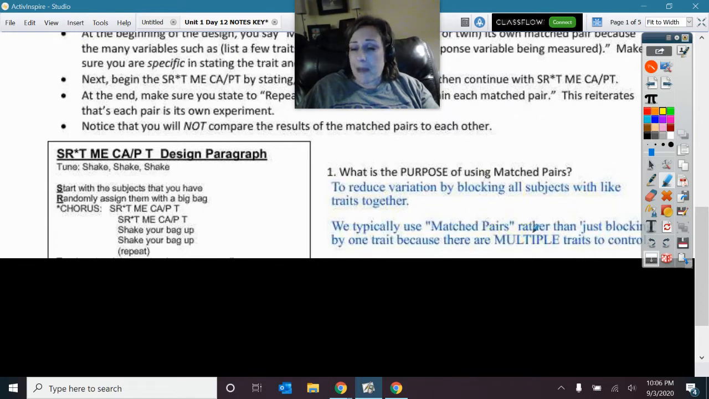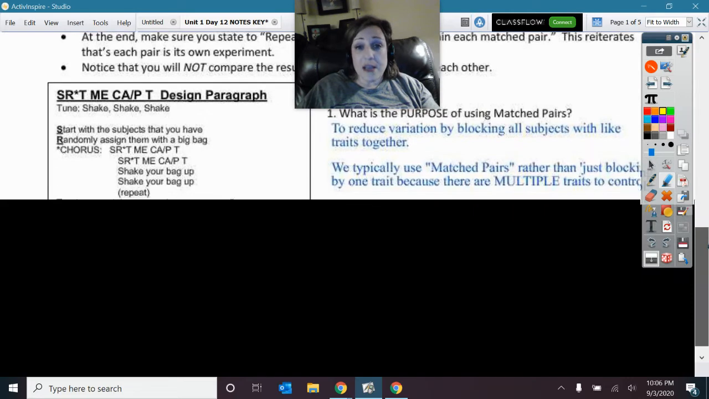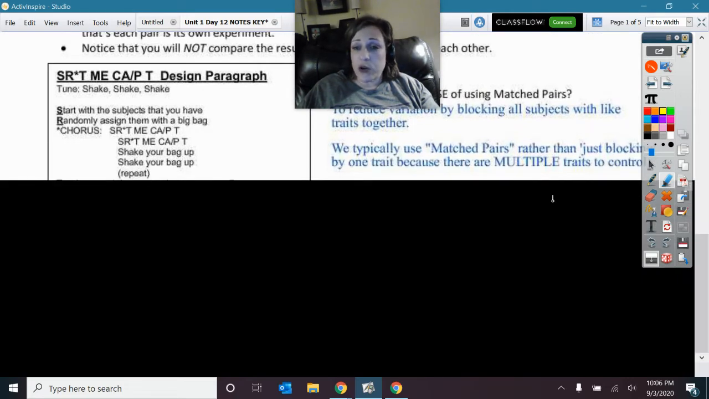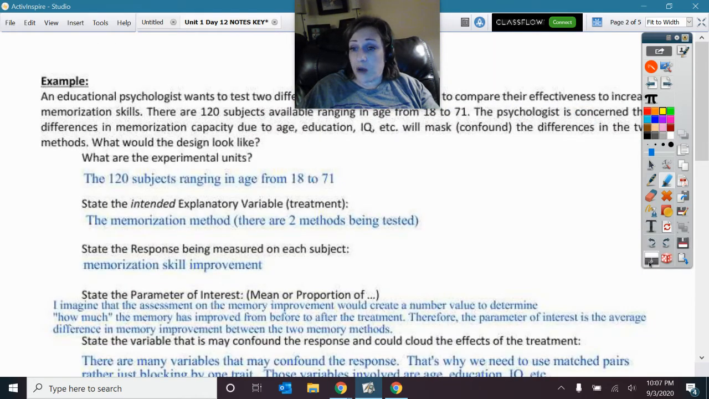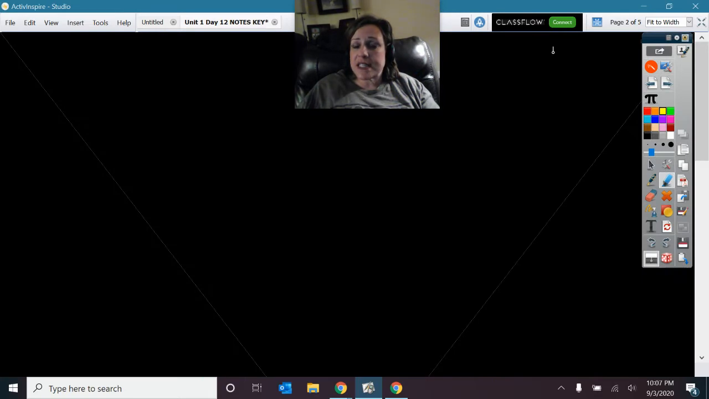We typically use matched pairs rather than just blocking by one trait if there are multiple traits that we want to control. All right, how do you know if you should use matched pairs? Well, again, you have those multiple traits, not just one trait that we controlled with the randomized block. So here we have this situation. Let's go through this example.